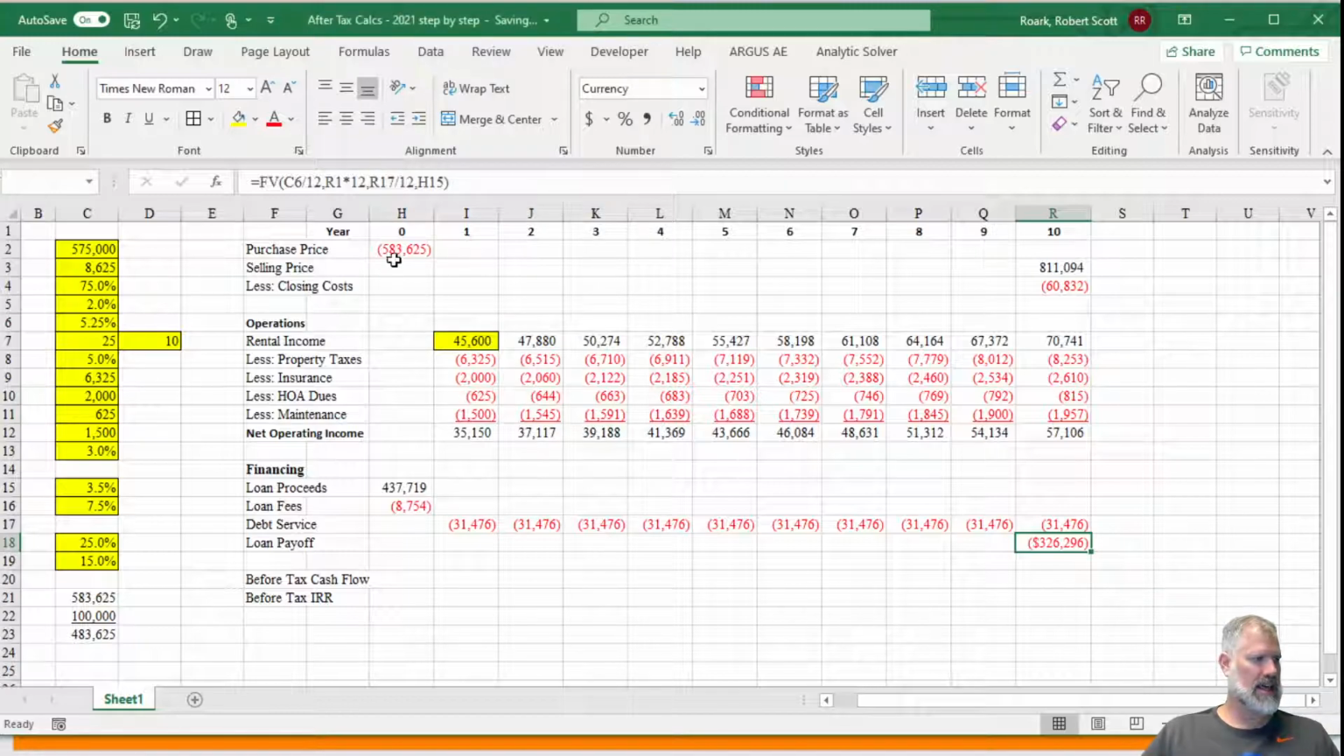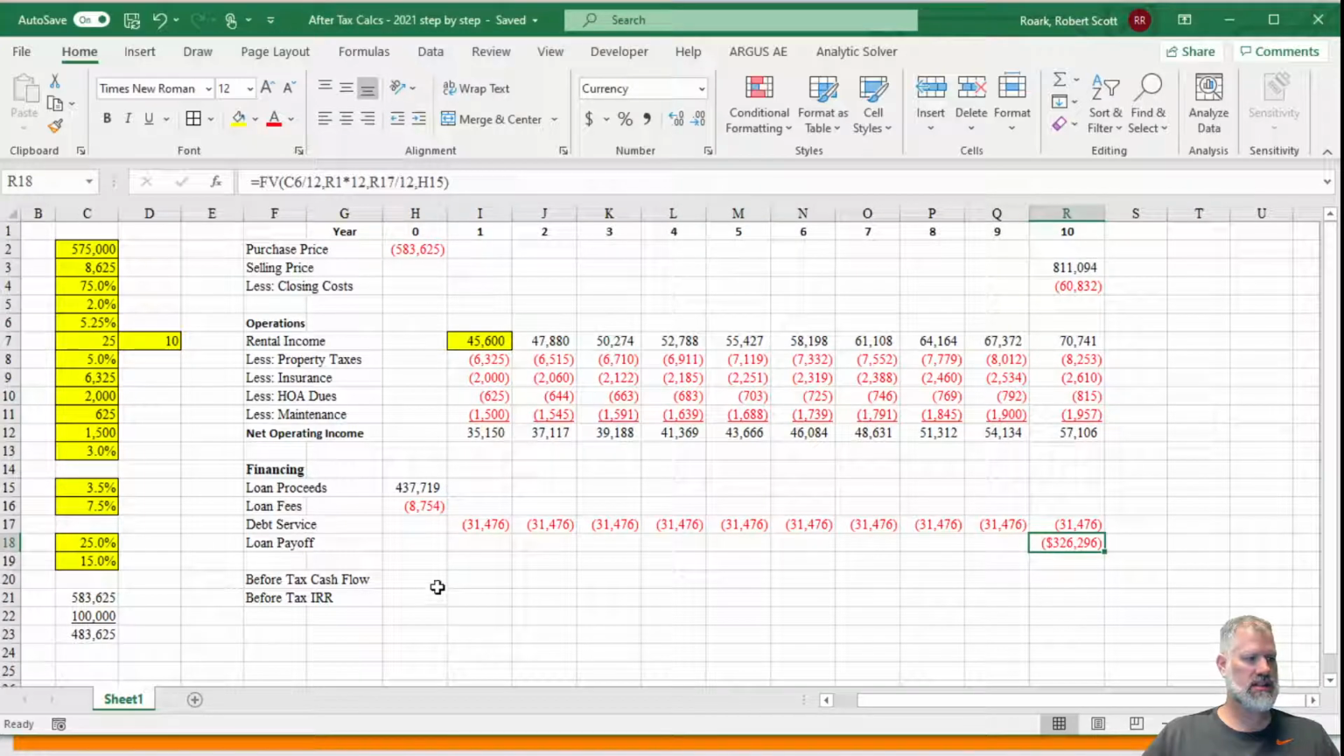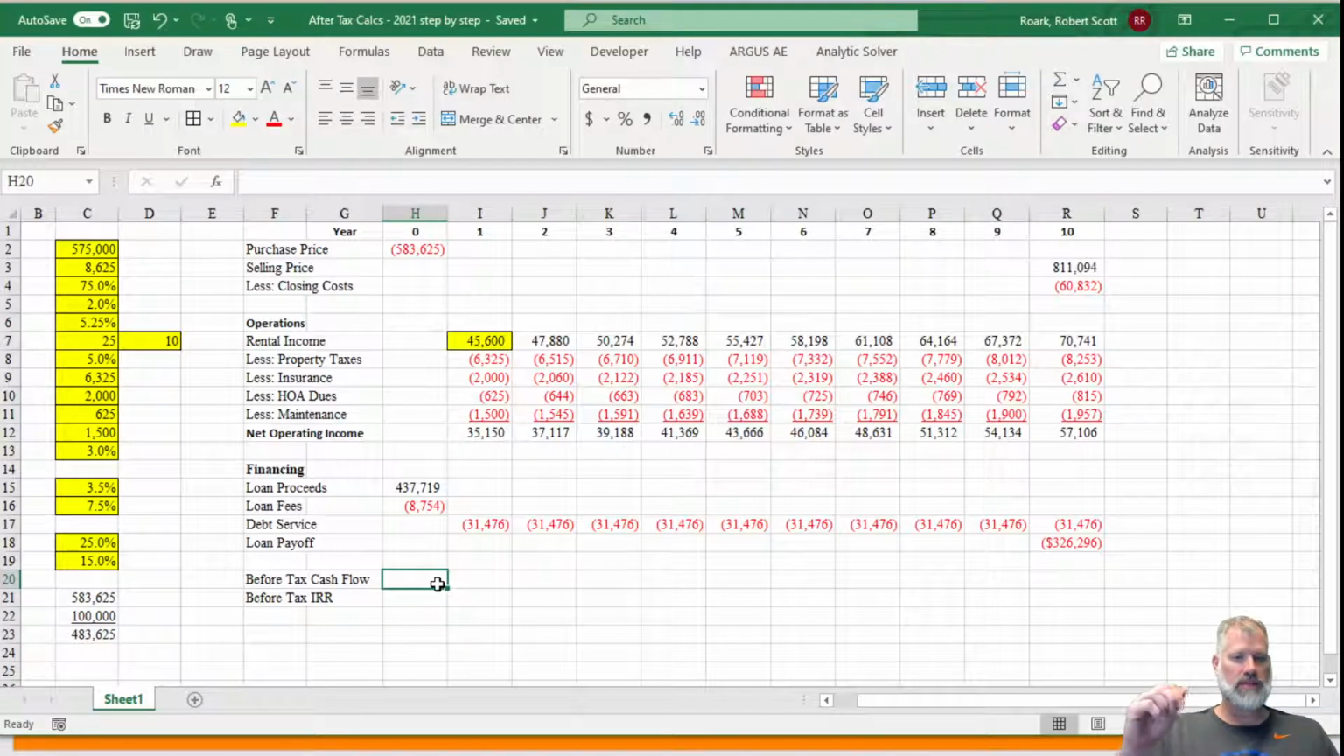$326,296. Now, let's go to this really exciting part where we kind of put together everything we've done so far. We're going to get our before tax cash flows. And these are, by the way, our before tax levered cash flows, or our before tax leveraged cash flows.